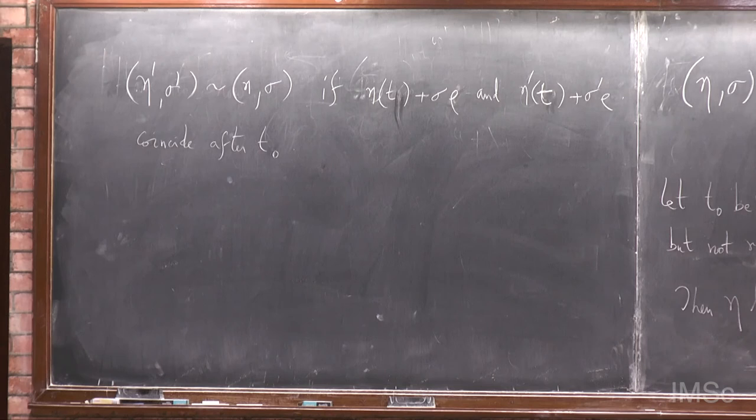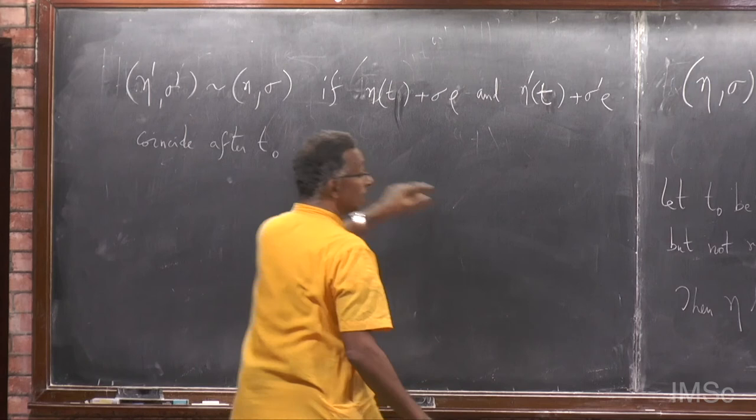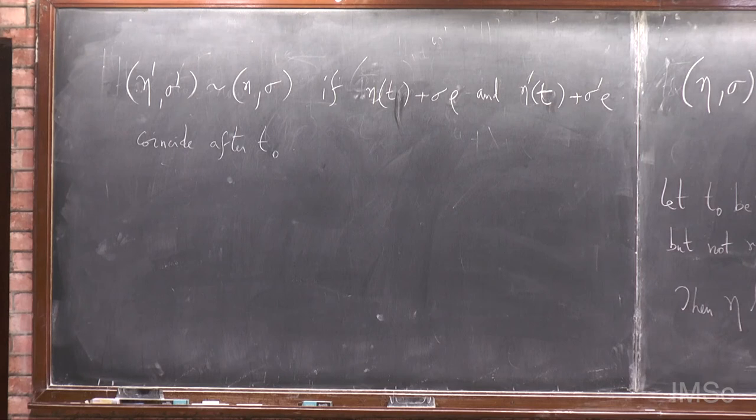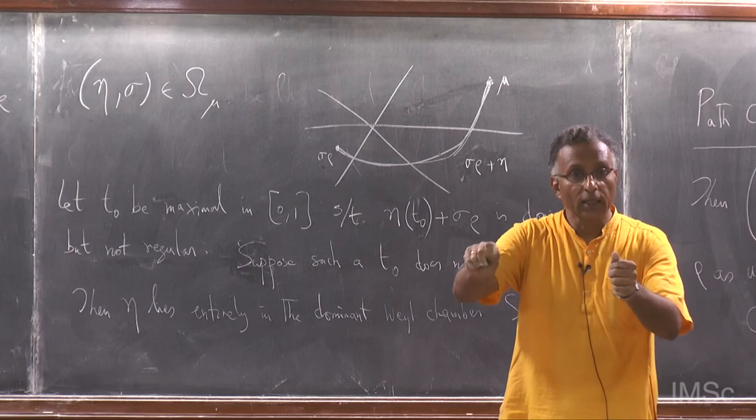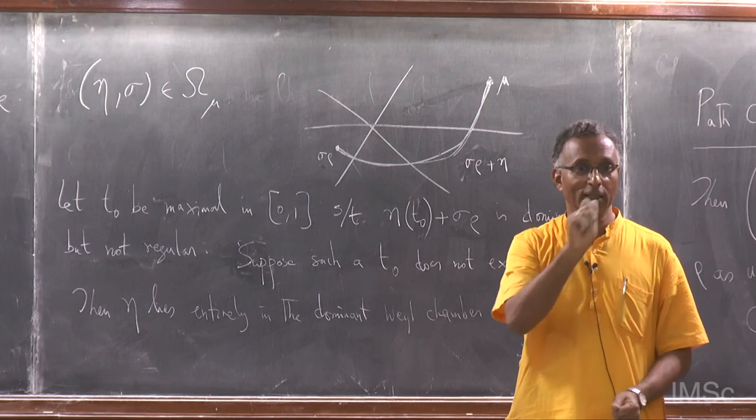Let's see. Now, this is an equivalence relation, just observe. Of course, the path is equivalent to itself, so it is reflexive. Symmetric, right? If these coincide, then the T naught value is the same for the other one. I have to look at the T naught value of eta prime, but if it is equivalent to this, the T naught value is the same. And it is also transitive. So if they are related, then the T naught values are identical. That's the thing to observe. Therefore, this is an equivalence relation.